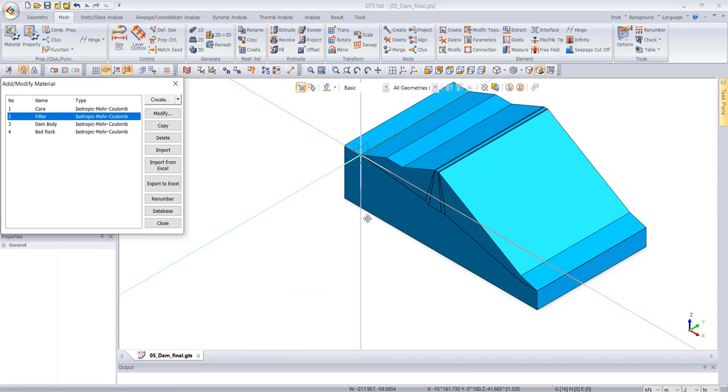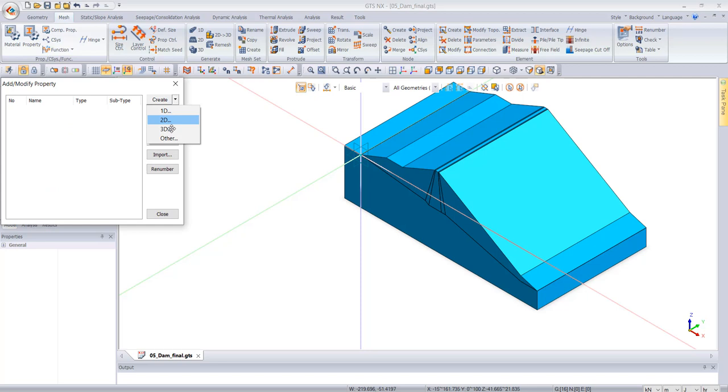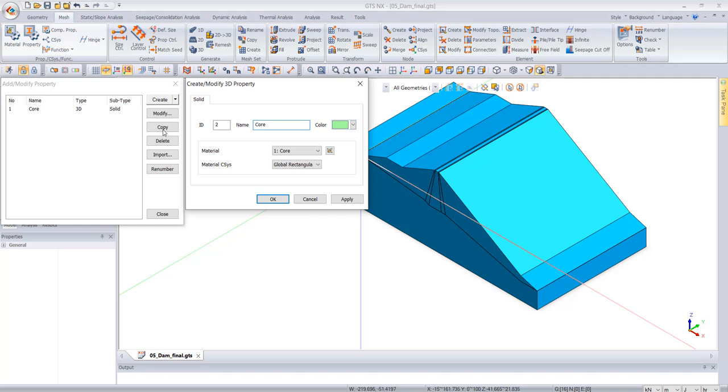We go to property, we start to choose 3D property, and for the core we choose core, and for the filter we choose filter, and for the dam body we choose dam body, and finally for the bedrock we choose bedrock.